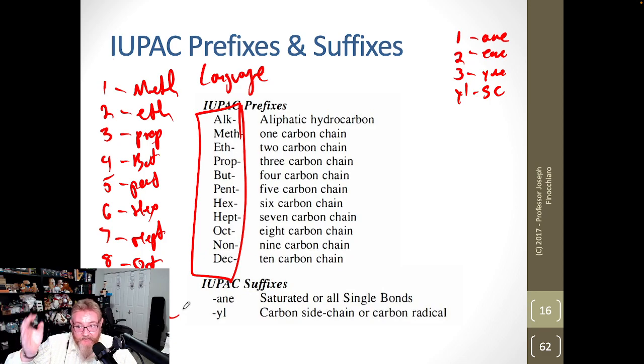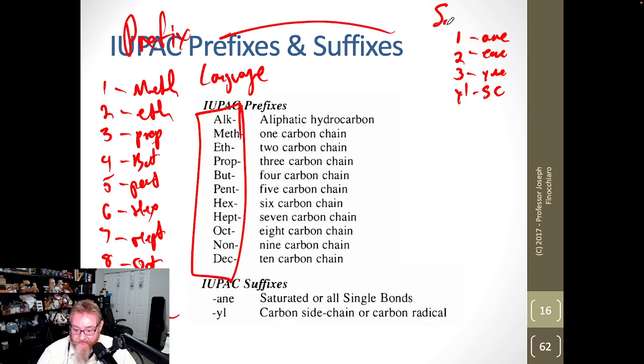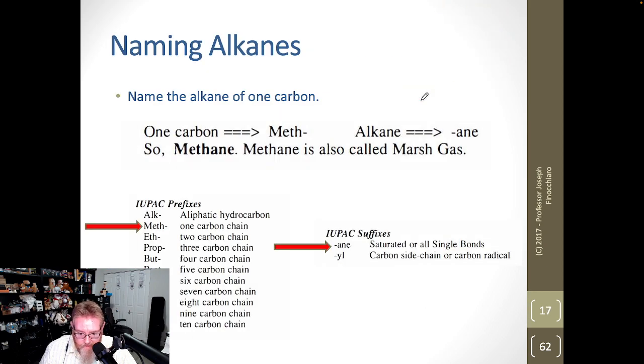Other side, ane, ene, ine. Why? Because prefix, suffix. This plus this gives you what you need to know. So you have to memorize how to count 1 through 10. So the book throws at you, name the alkane of 1 carbon. What's 1? Meth, ane. 7? Hept is 7.